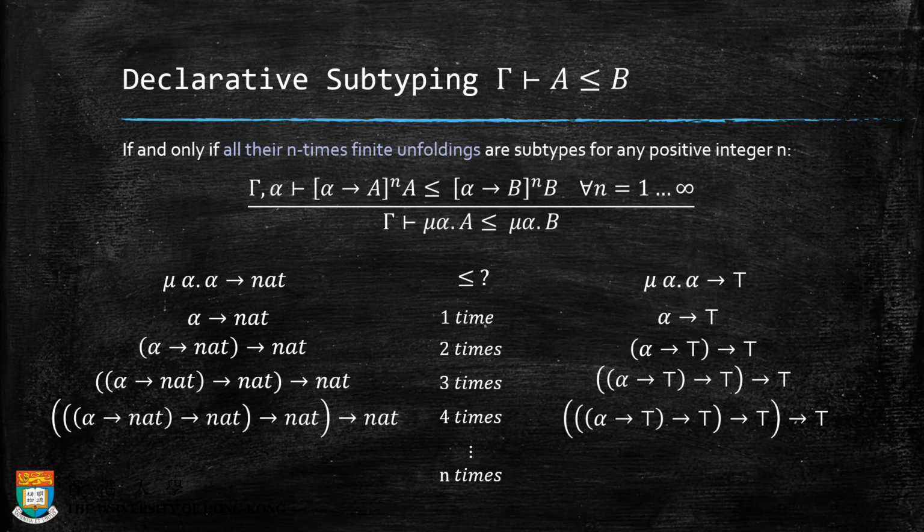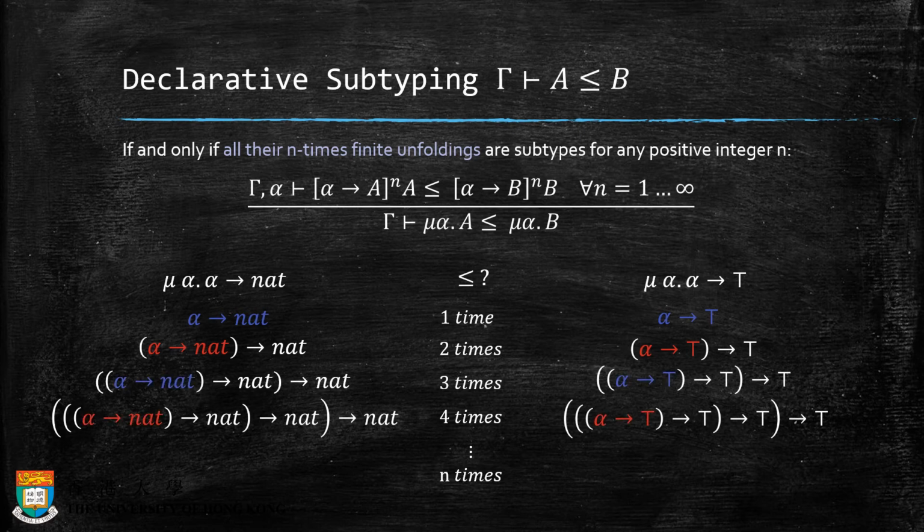Let's see this example again. After we unfold it once, we can see that α→Net is less than α→Top. After we unfold it twice, note that in recursive types, α occurs in a contravariant position, so we flip the subtyping relation compared to unfolding once. In such a case, for unfolding 2 times, we need to check if α→Top is less than α→Net.